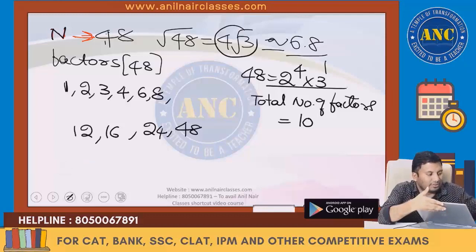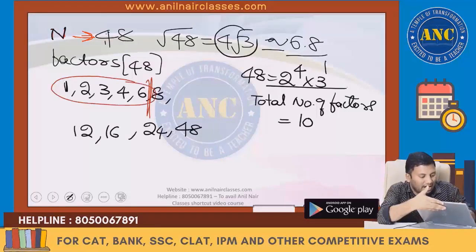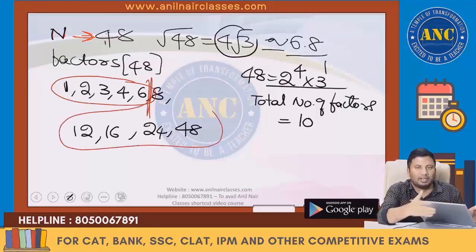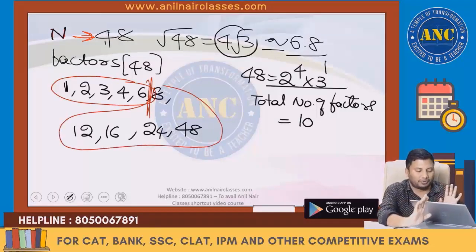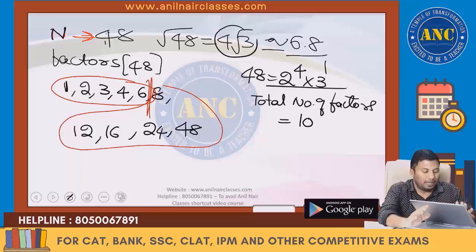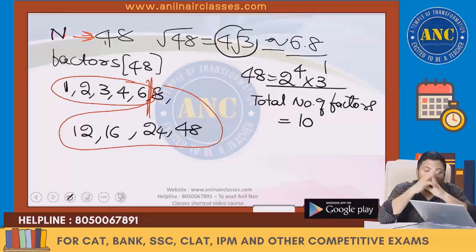If it lies between these two values, there are 5 factors less than root n and there are 5 factors greater than root n. What is 5 plus 5? 10. Please write down that point. I hope it is clear. Even with the 2 examples, we got the same conclusion. Please write down in your notes in the way that you have understood it.